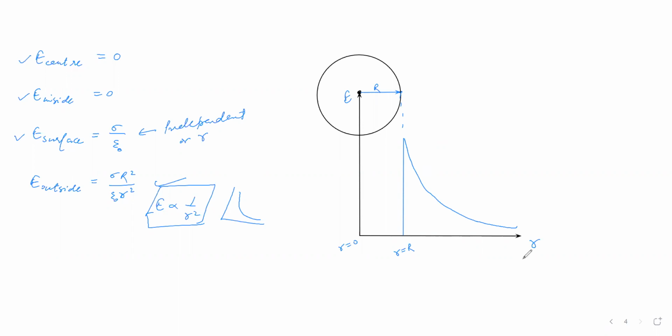Note it down, please. This is your graph of all of these values of electric field. This represents E is inversely proportional to 1 over r square, which is your E out. And this is your sigma over epsilon naught, E at the surface.